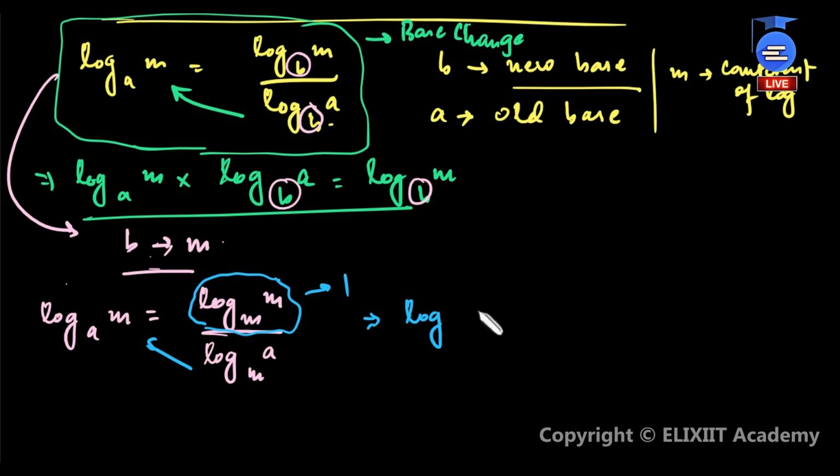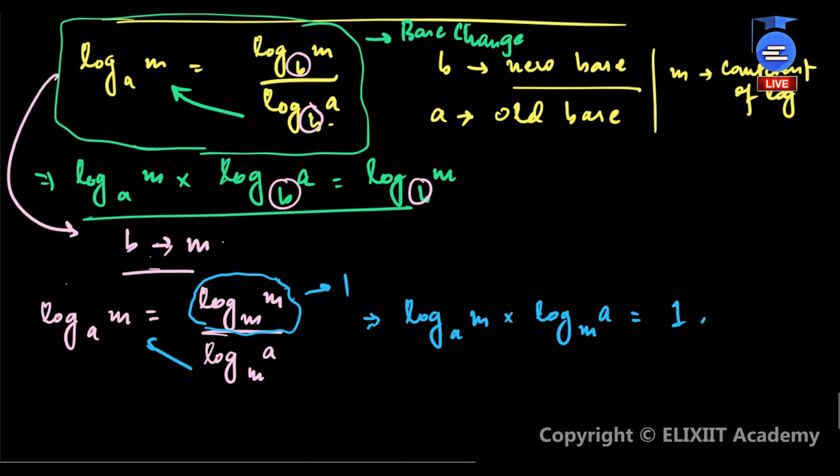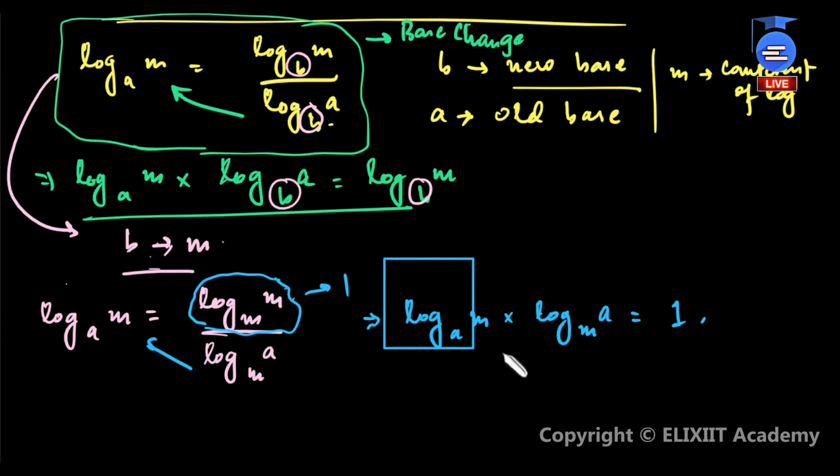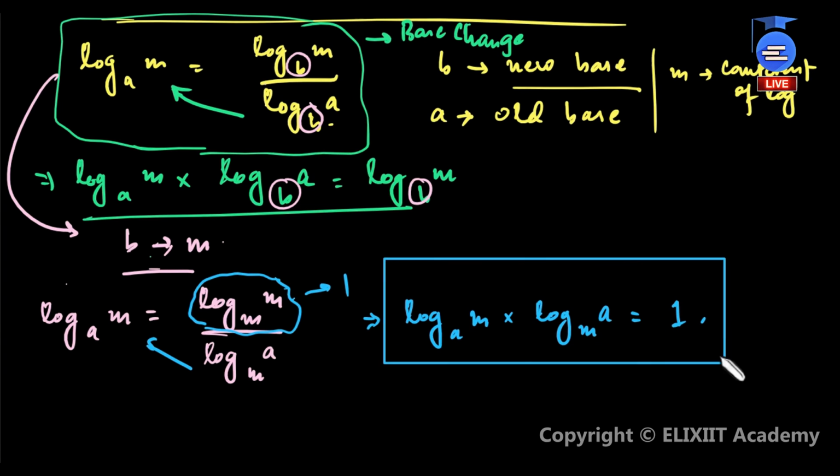You can just simply generate from here: log m base a into log a base m is equal to 1, because this is 1. Just now you have seen log a base a is equal to 1. So this is also one result. If you want to remember, you can, but so many things are not needed. Just basic properties of log will work out.